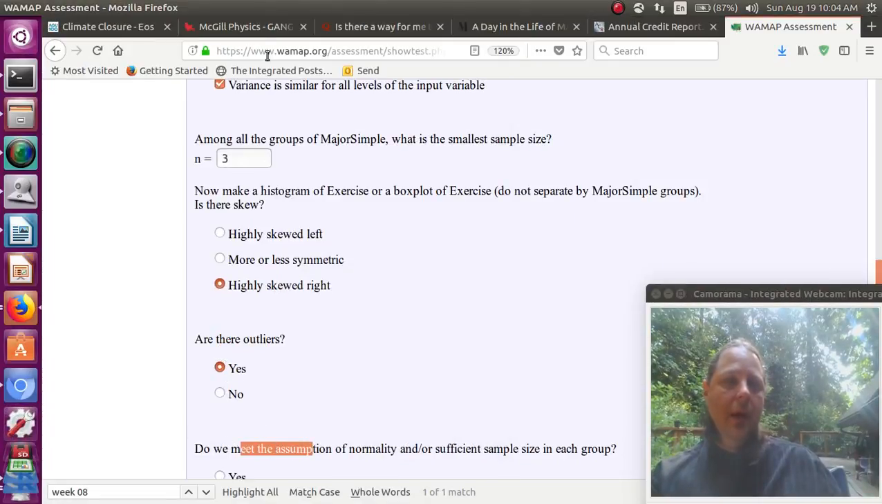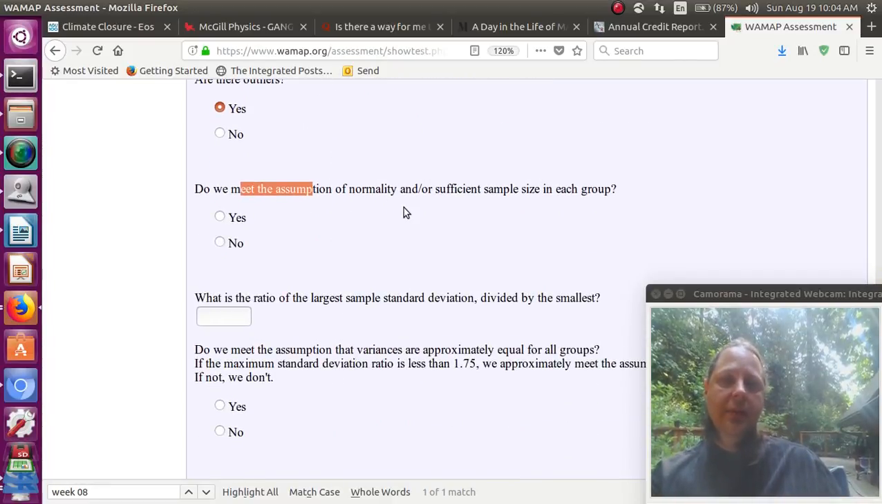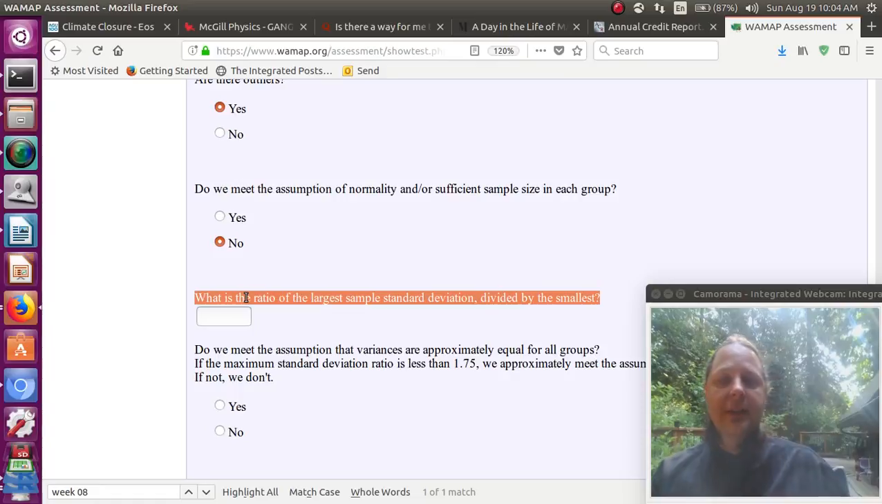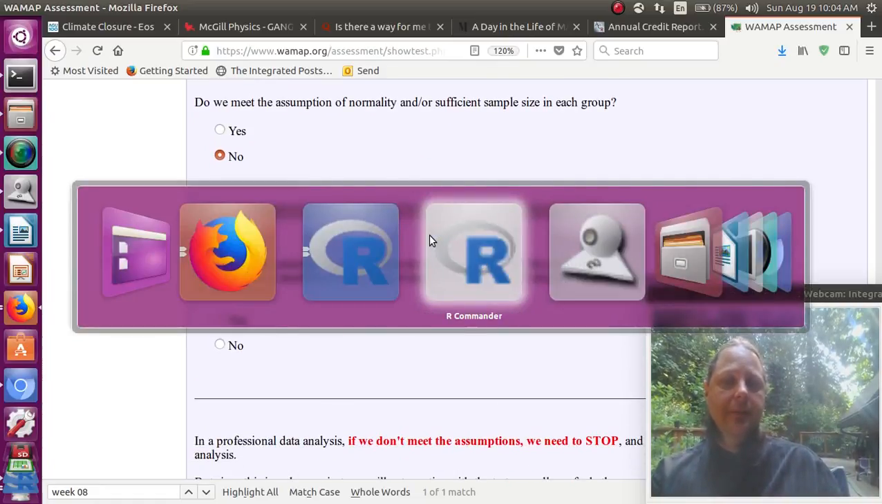So sample size is small, and it's definitely not normal because there are outliers and skew. So do we meet the assumptions for normality and or sufficient sample size? No, we don't meet that assumption. Next, we want to check the homogeneity of variance assumption. So what is the ratio of the largest standard deviation divided by the smallest?